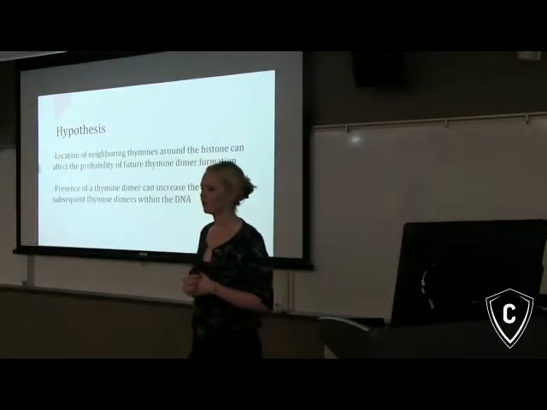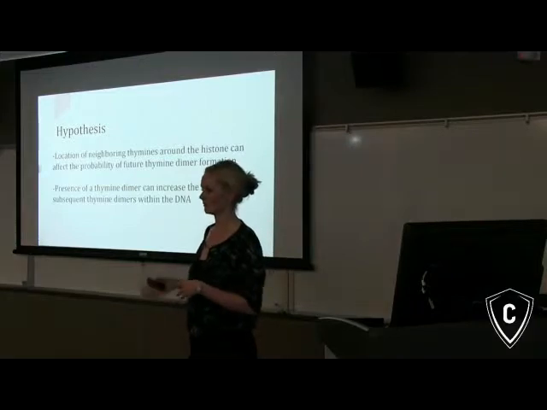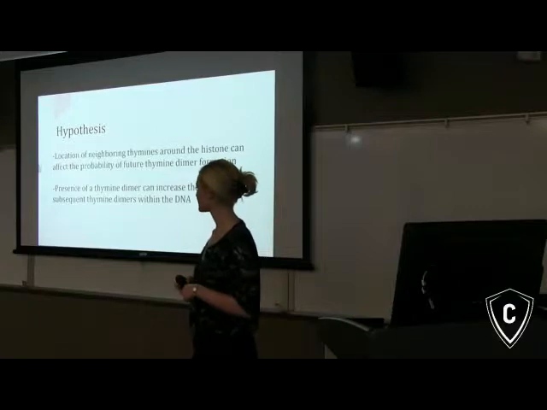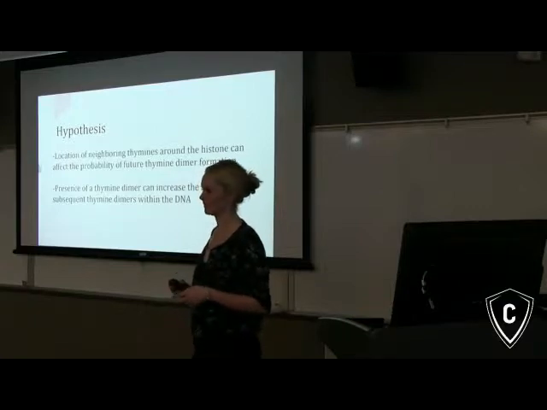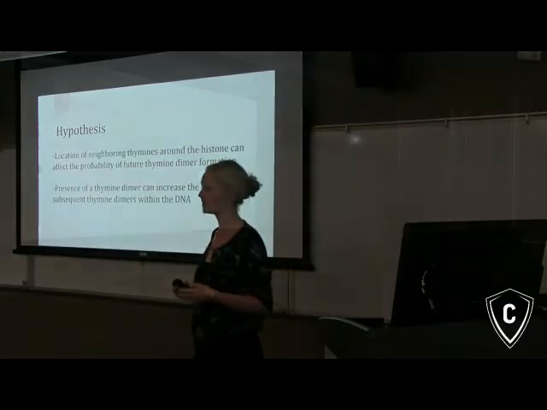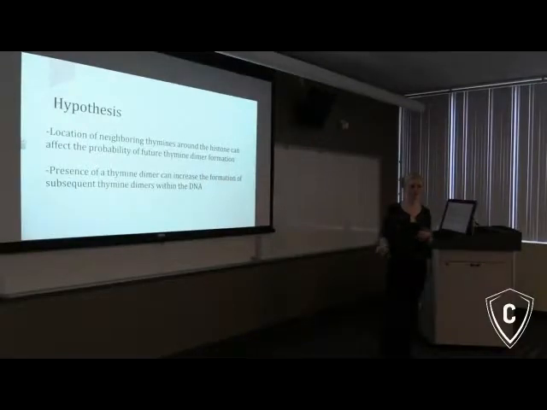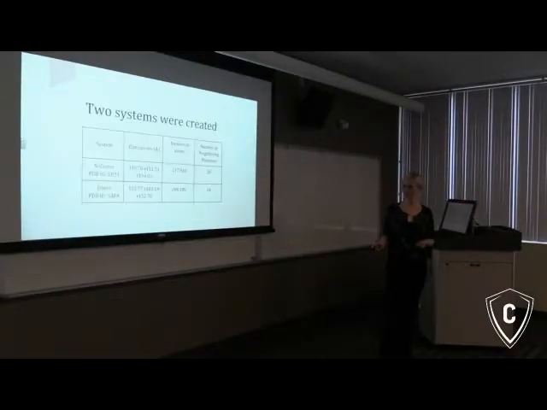So we looked at if the location of those two thymines around a histone will affect the probability of future dimer formation. And we also looked at if the presence of a thymine dimer already within the system will increase the probability of future dimers forming. So to do this, we created two different systems, so two different DNA strands around histones. One had no dimers, which I refer to as the no dimer system, and another one had two dimers, which I refer to as the dimer system.